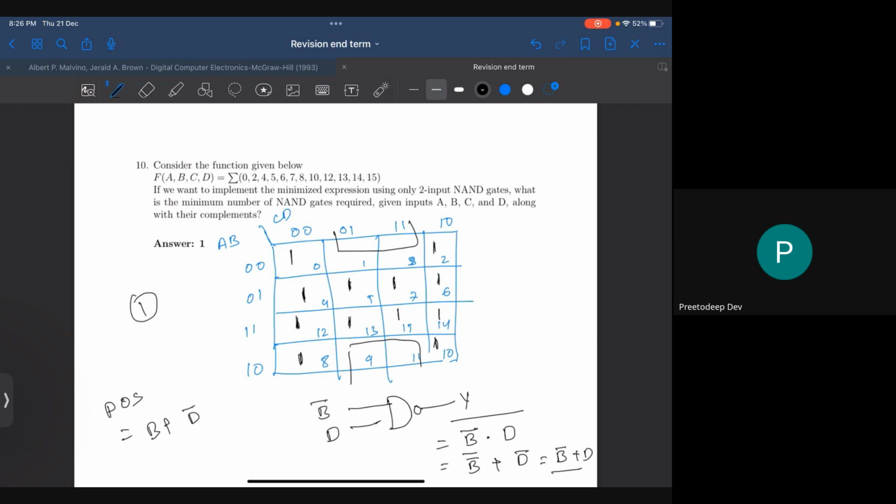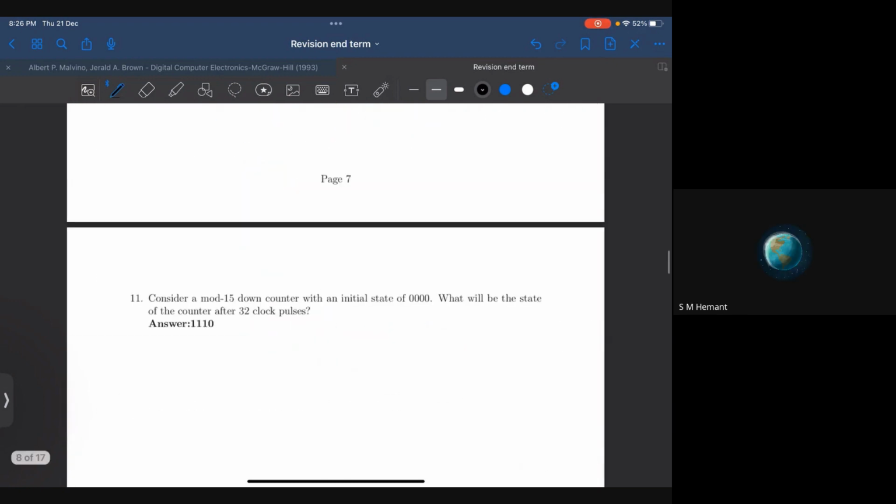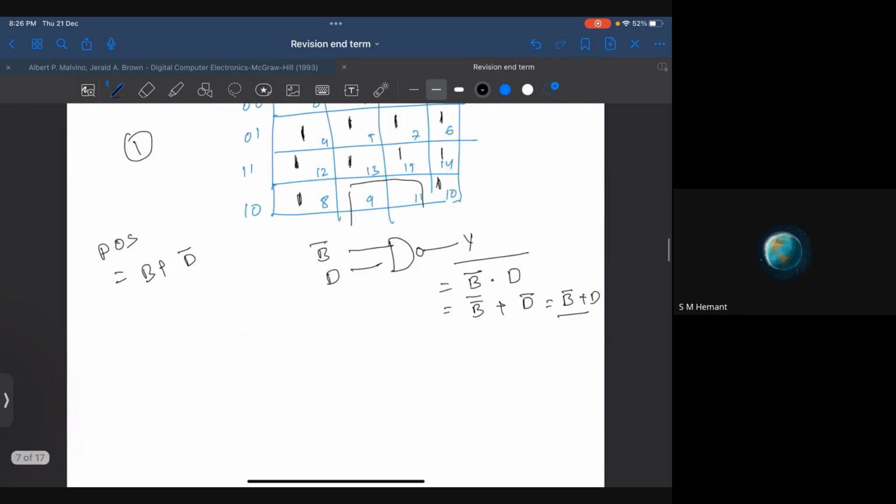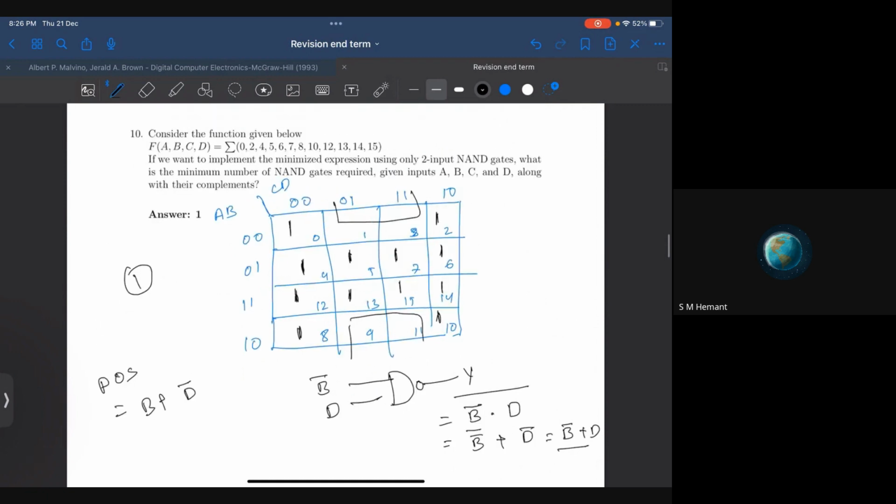Up to that is clear? Any doubt? No. Okay. In the end, it should be B plus D bar. Ah, yeah, sorry. Thanks. B plus D bar. Okay.